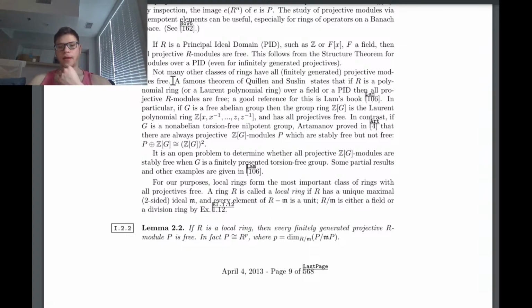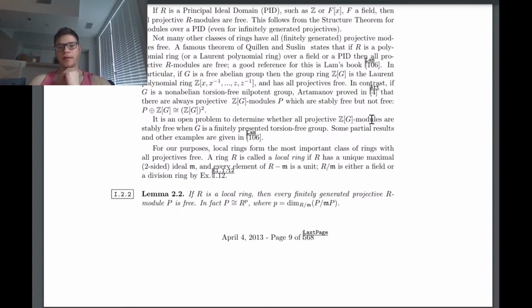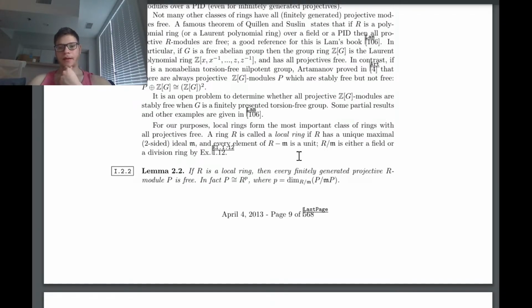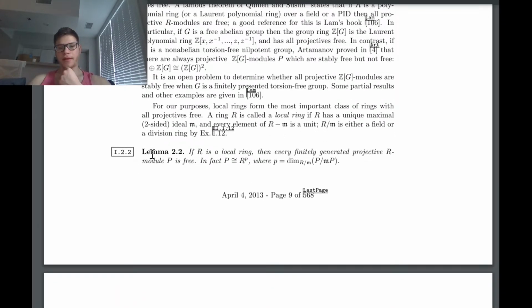So not many other classes of rings have all finitely generated projective modules free. The theorem of Quillen and Suslin says if R is a polynomial ring or a Laurent polynomial ring over a field or a PID, then all projective modules are free. Okay, that's nice. Okay, so there's this lemma: if R is a local ring, then every finitely generated projective R-module is free.